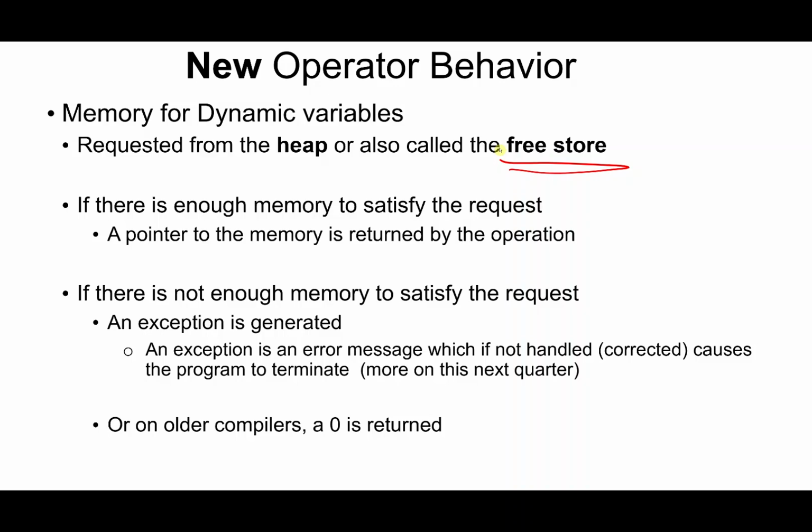If there is not enough memory to satisfy the request, an exception is generated. As I said, an exception is an error message which, if not handled or corrected, causes the program to terminate. Basically, it's a runtime error. More on this next course in CS132. In old compilers, an exception is not going to be generated. However, they were actually returning 0 if there is not enough memory to satisfy the request.